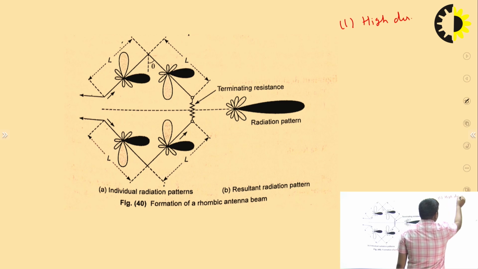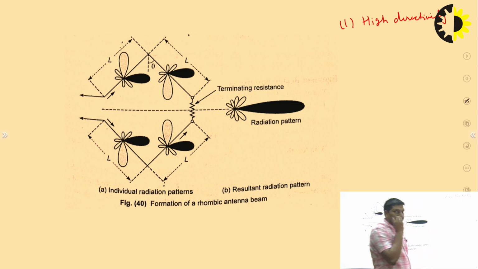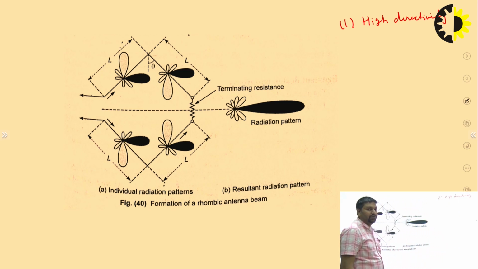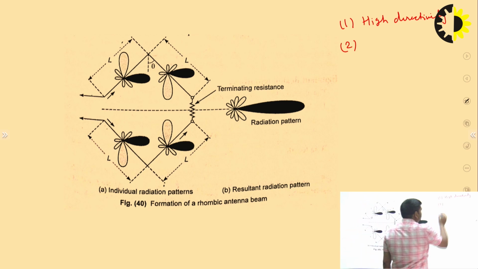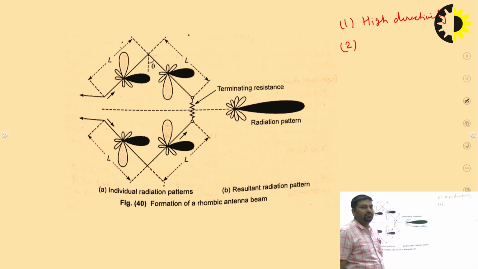So this is used for high directivity. And one more feature we have to include in non-resonant antennas is that this is a unidirectional antenna. What is the meaning of unidirectional? It means no back lobe occurs in that type of antenna.